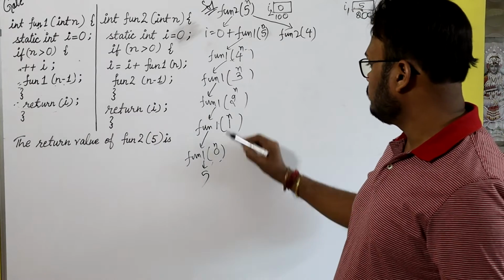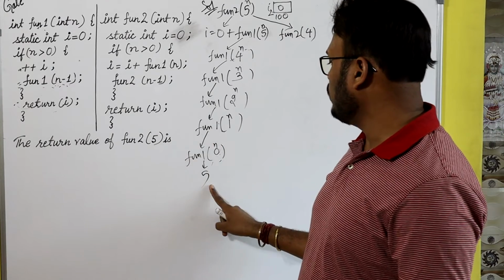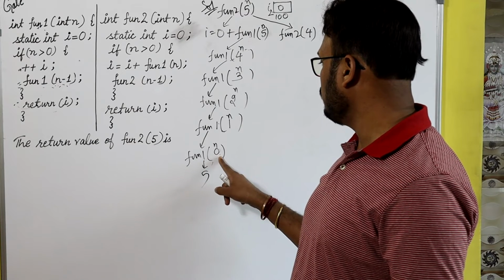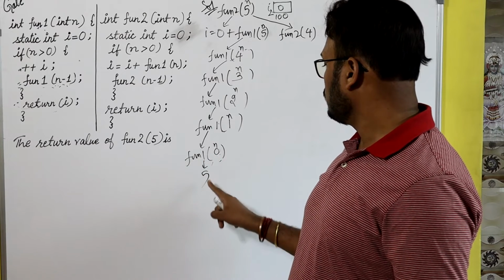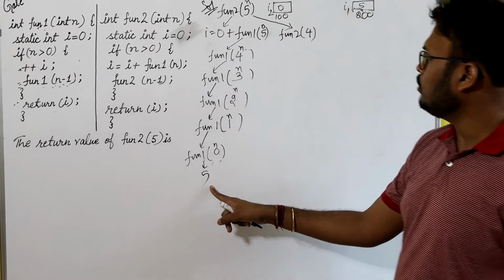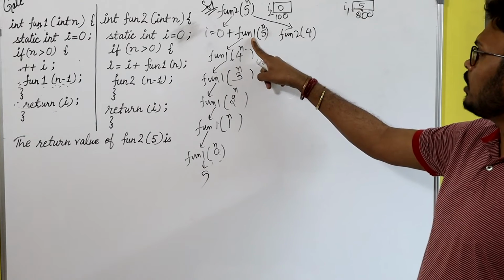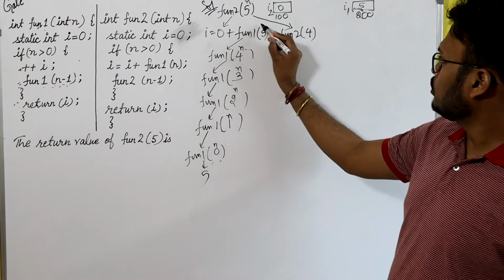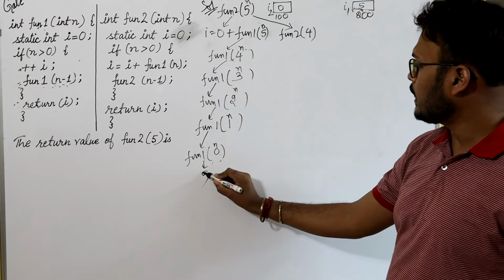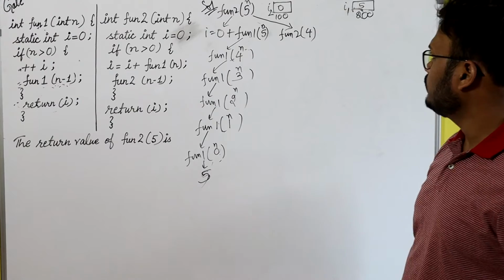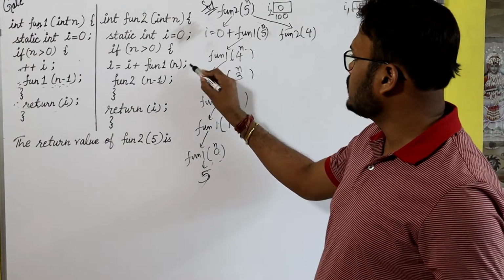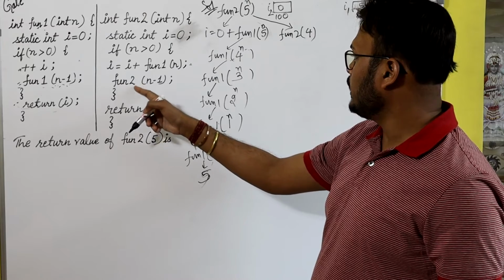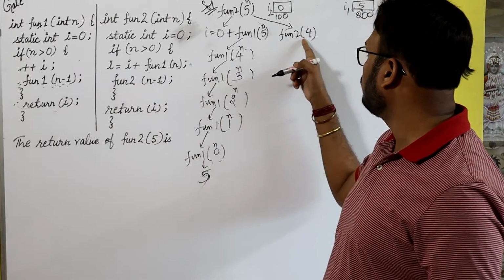Now you see the value of 5 will be returned to fun1 of 0. So ultimately the value of 5 is returned to fun1 of 5. So here I can write 5. So this part fun1 of 5 is actually 5. Fine. Since this statement has been successfully executed, now let's come to this line, fun2 of 4.